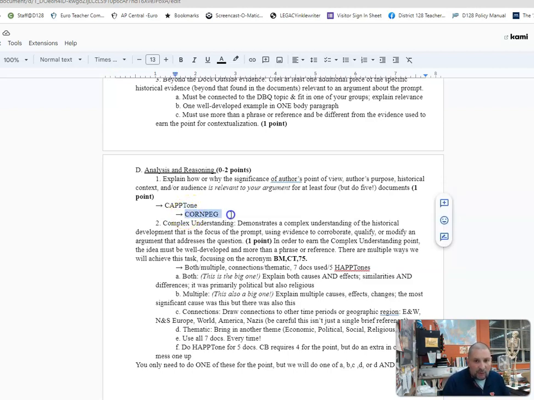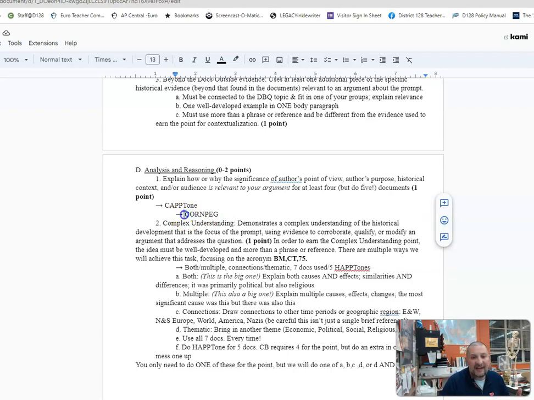Now, CORNPEG is another acronym. Again, you don't need to memorize these acronyms, but they're helpful to have in the back of your head when we're learning how to do this process. CAPTONE is just about the document; CORNPEG is just about the author of the document, who's speaking, who wrote it. So there are different ways to think about this.